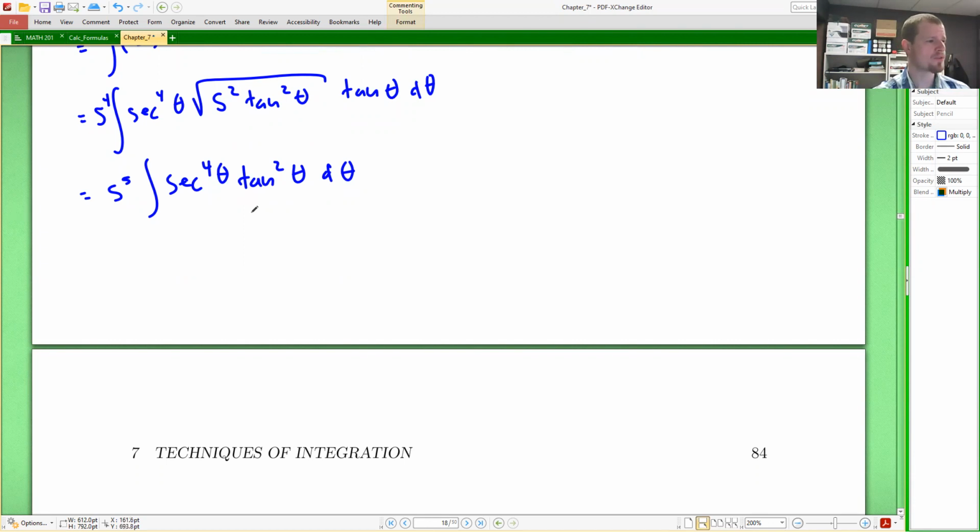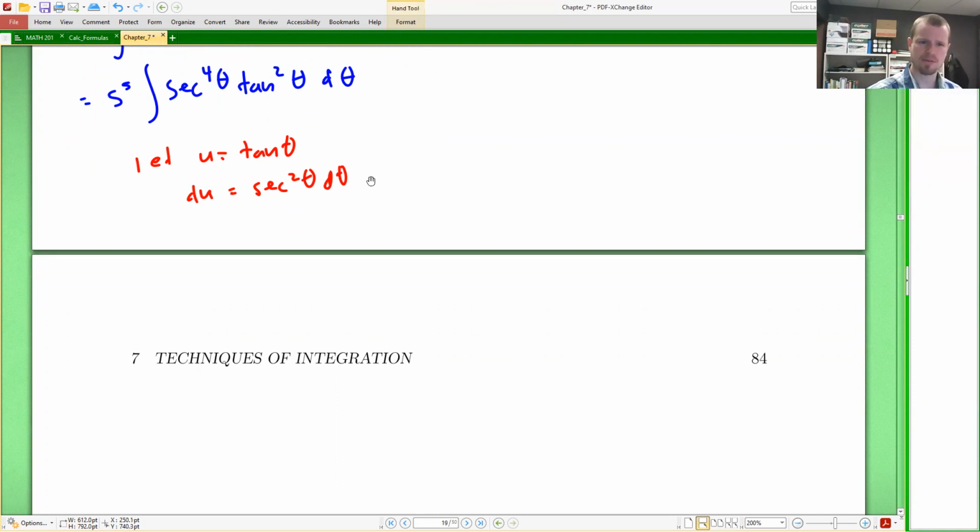Well, the recommendation, when we have an even number of secants, then we pull off 2 of those and use them as the differential for letting u be tangent. So let's see, what does that look like? Our recommendation is to let u be equal to tangent theta, and that gives us du equal to secant squared theta d theta. So that works out very nicely because we can turn the remaining factors of secant into tangent because there's an even number of factors of secant.